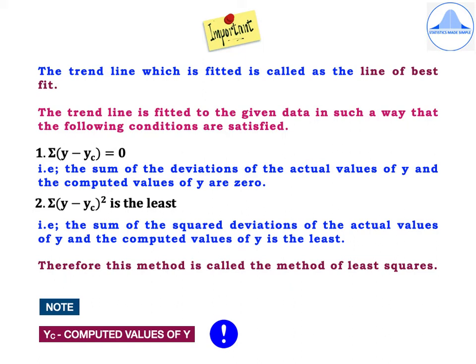So please note that y subscript c stands for the computed values of y, which we are going to find out using the method of least squares. The second condition is summation y minus yc the whole square is the least. That is, the sum of the square deviations of the actual values of y and the computed values of y is the least. Therefore, this method is called the method of least squares.